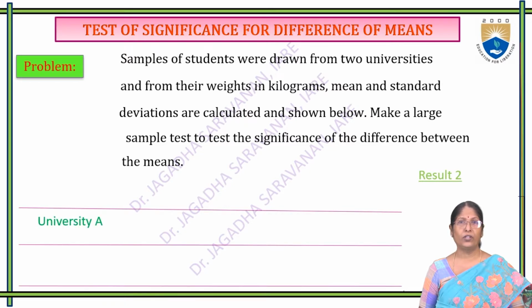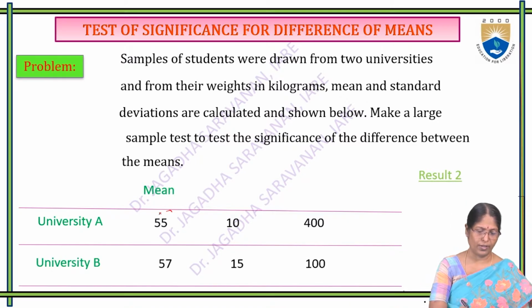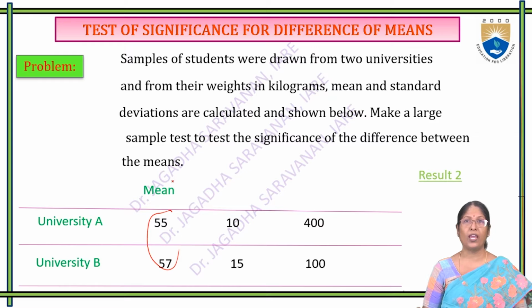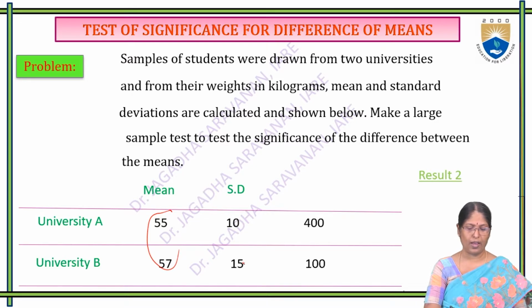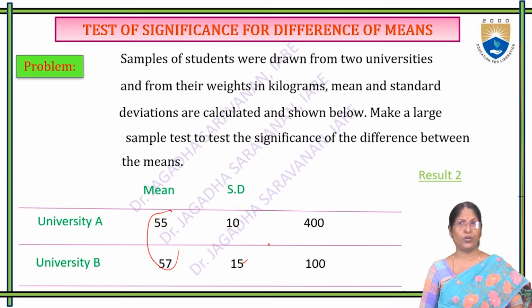Here, the data given: first University A, mean is 55, University B, mean is 57. Then University A, standard deviation is 10, and University B, the standard deviation is 15. So from University A, how many samples have we taken? 400. From B, we have taken 100.